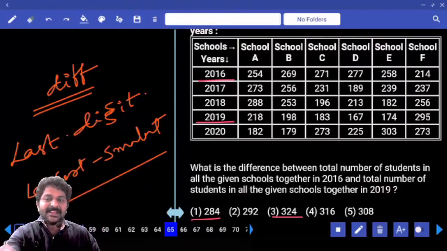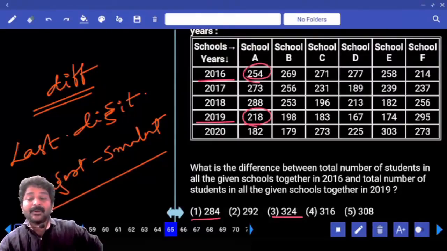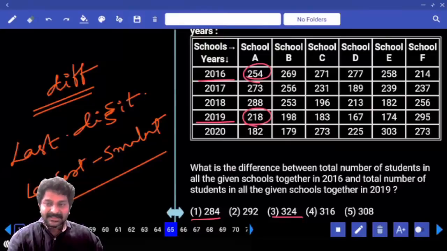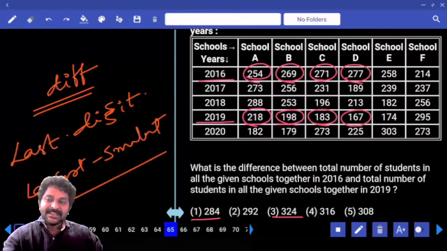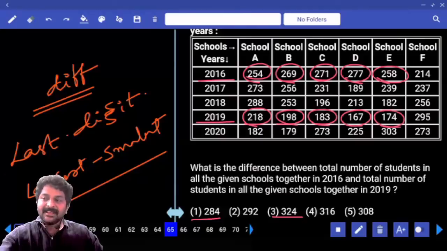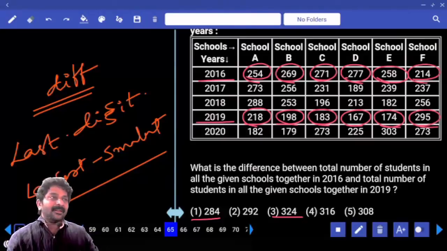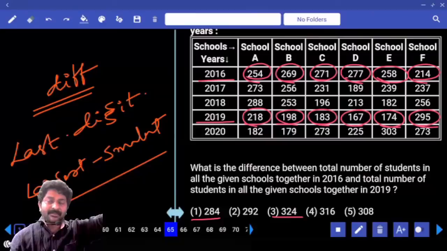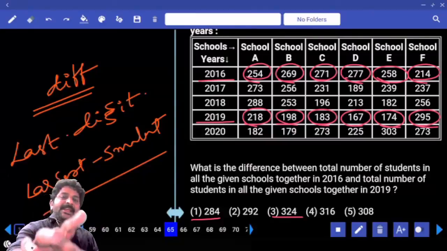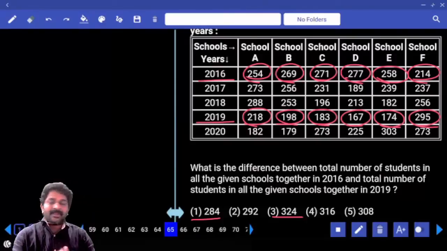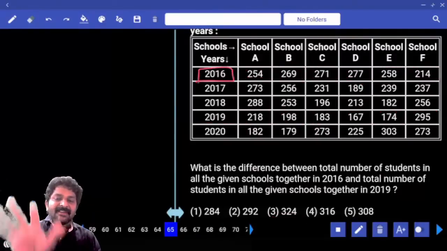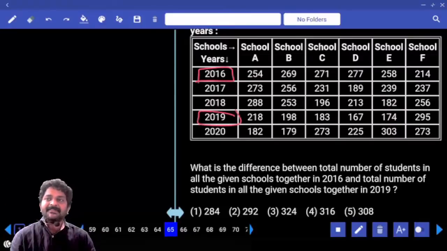2016 versus 2019. For school A, which is more? Which is more? 16 value or 19 year? 16. For school B? 16. For school C? 16. School D? 16. School E? For school F? For only 1 year, 19 value is more. For all remaining 5 schools, 16 values are more. Am I right? So when you take aggregation, that means sum, definitely 2016 value is going to be more than 2019 value.